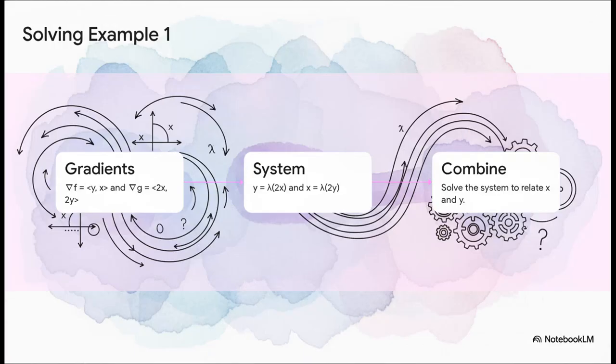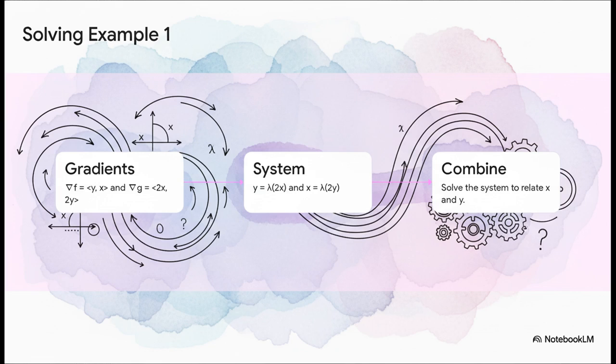We need to find the exact point on that circle where the product of x and y is the biggest it can be. Okay, so first things first, we find our gradients. We just take the partial derivatives. For our function f, the gradient is y comma x. For our constraint g, the circle, the gradient is 2x comma 2y. Now we just set them parallel using our formula. That gives us two equations to work with. y equals lambda times 2x and x equals lambda times 2y. And there it is.